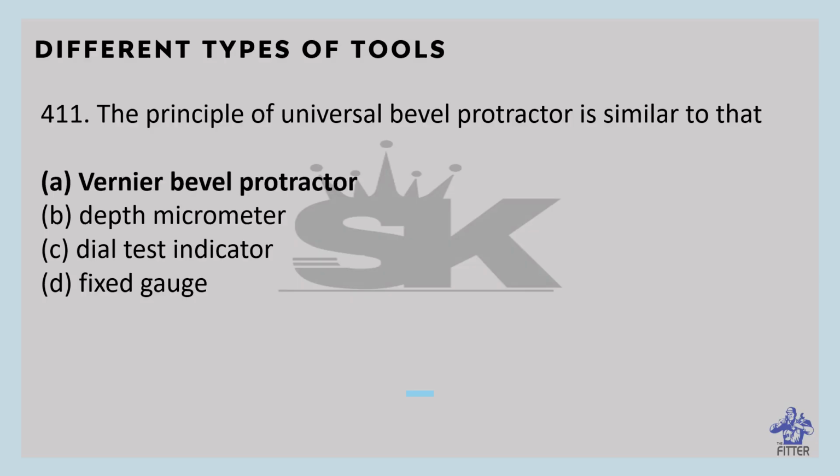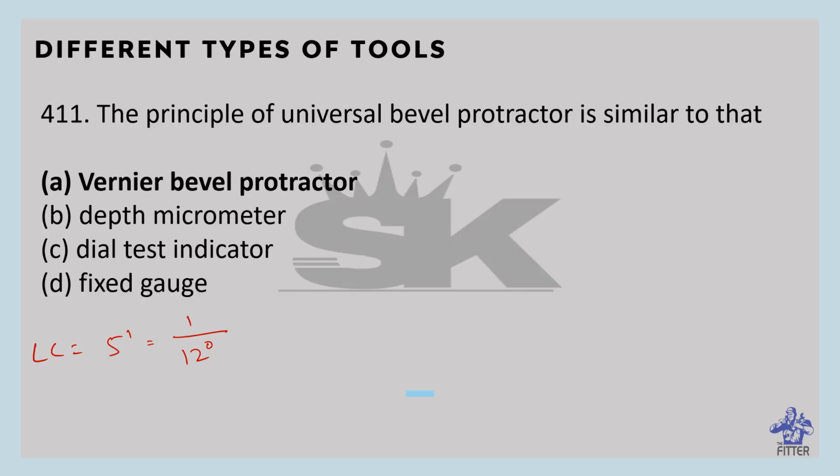That is vernier bevel protractor. The vernier bevel protractor is a precision instrument meant for measuring angles to an accuracy of 5 minutes. As we discussed previously, the least count of vernier bevel protractor is 5 minutes. I will write it down once again. Least count equals 5 minutes, and that also equals 1 by 12 degrees.